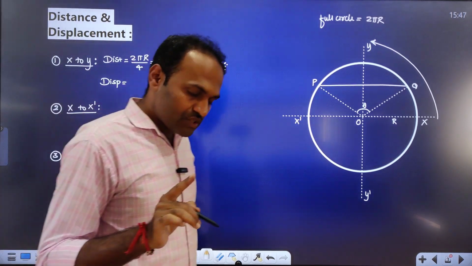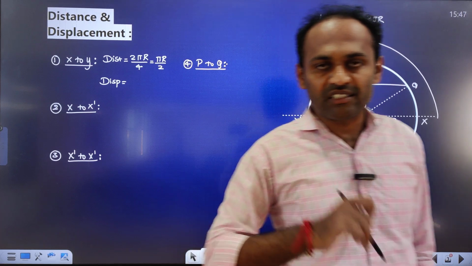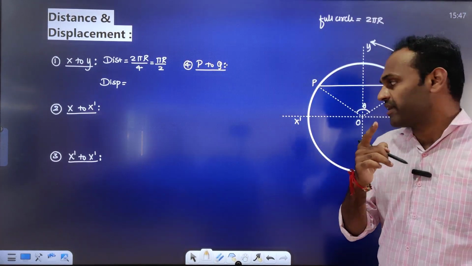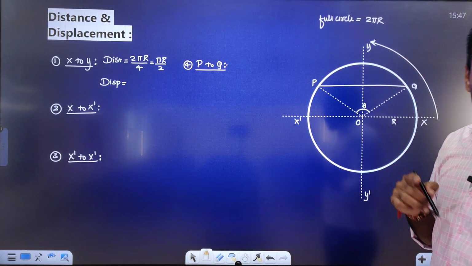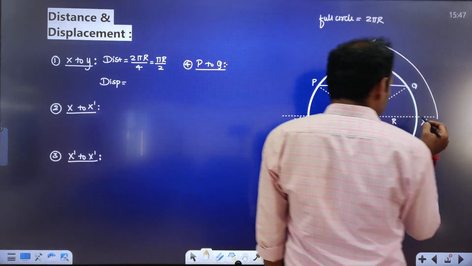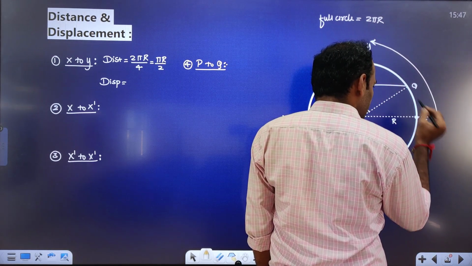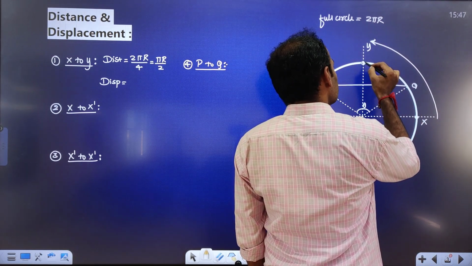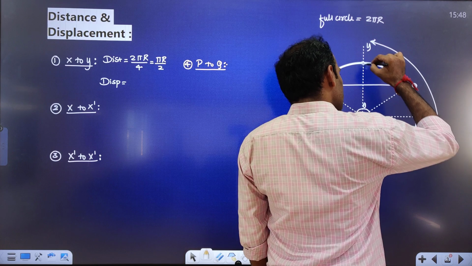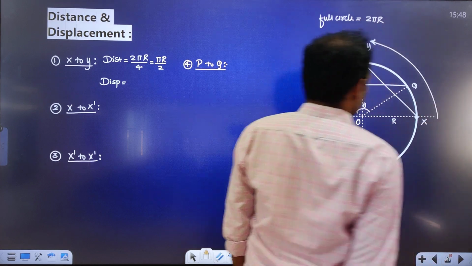See, displacement means we said that it is the straight line distance. It is the straight line distance between initial and final position of the journey. Okay, what is the initial position of the journey? X is the initial position. What is the final position of the journey? Y is the final position. So this will be the displacement. This has to be the displacement.